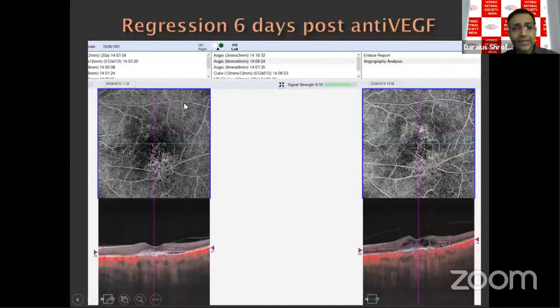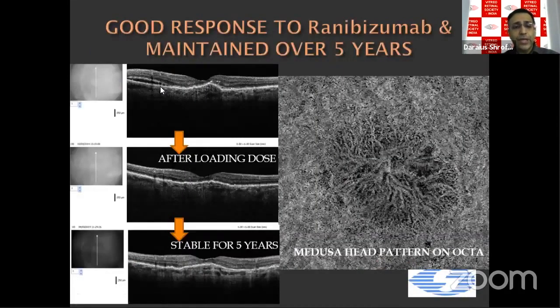So these are some cases. This is just regression. You can see the membrane is still there, but how much less it is now looking. And this has just been taken 6 days after an anti-VEGF injection. This is another patient of ours who maintained good response after the 3 loading doses and was stable for 5 years. And the medusa head is seen beautifully on the OCTA on the right side.